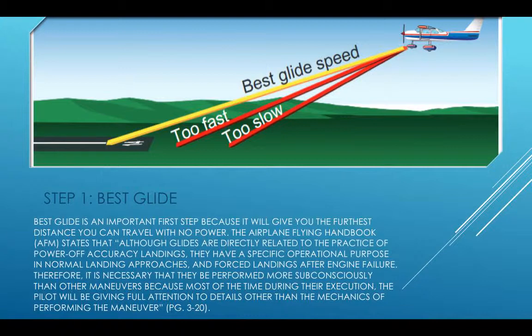The Airplane Flying Handbook, AFM, states that although glides are directly related to the practice of power-off accuracy landings, they have a specific operational purpose in normal landing approaches and forced landings after engine failure. Therefore, it is necessary that they be performed more subconsciously than other maneuvers, because most of the time during their execution, the pilot will be giving full attention to details other than the mechanics of performing the maneuver. Page 3-20.